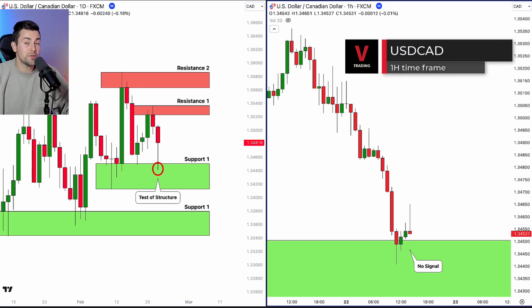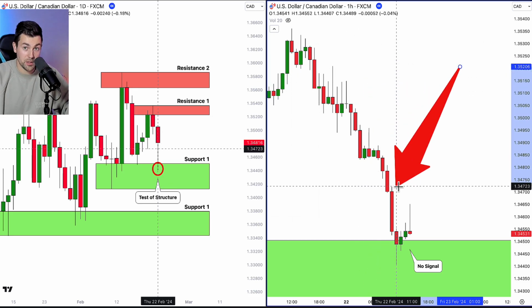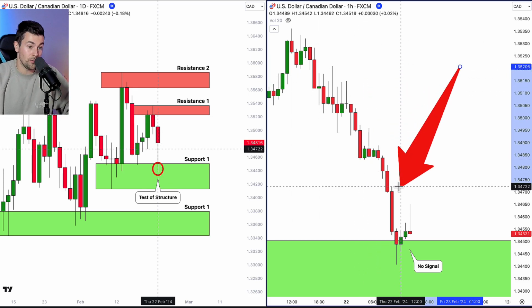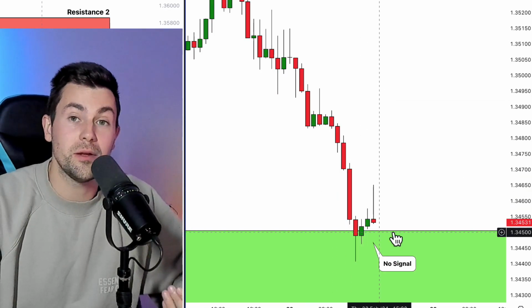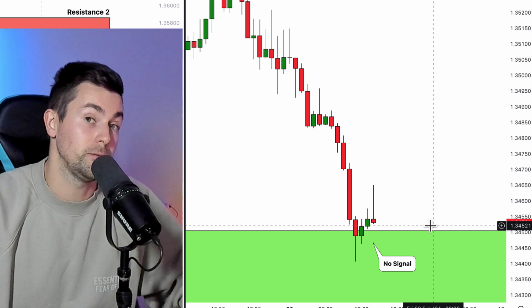After a test of a daily support, we start analyzing the hourly time frame and we start looking for a day trading signal. There, we start looking for a signal to buy, and you can see that at the moment there is no signal here. No pattern, no bullish price action pattern to buy.